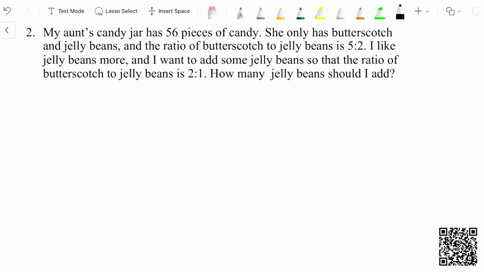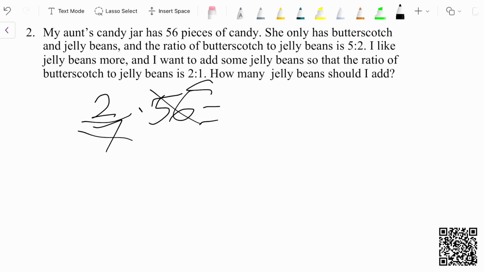So first, we can calculate how many jelly beans we have at the moment. Since we have 5 parts and 2 parts, in total there are 7 parts. So that means there are 2 parts out of 7 multiplied by 56 to find out how many jelly beans there are currently. So this means that there are 16 jelly beans.